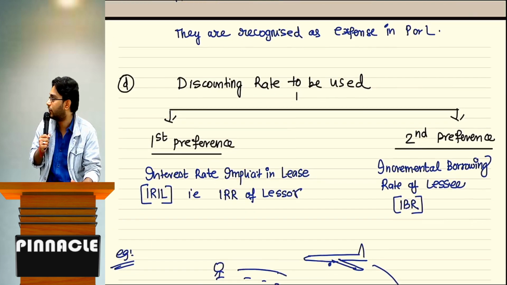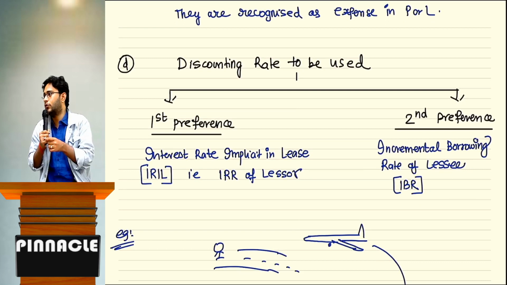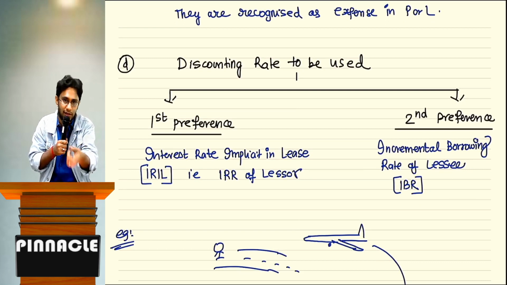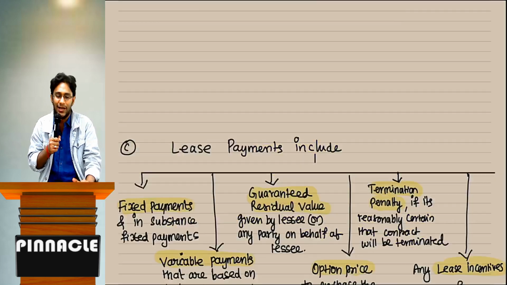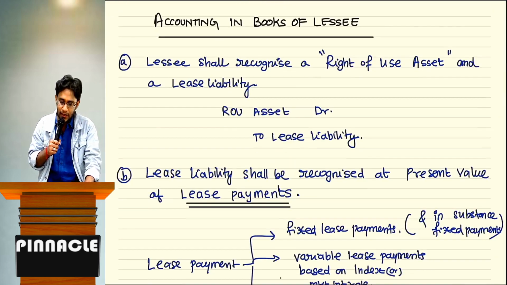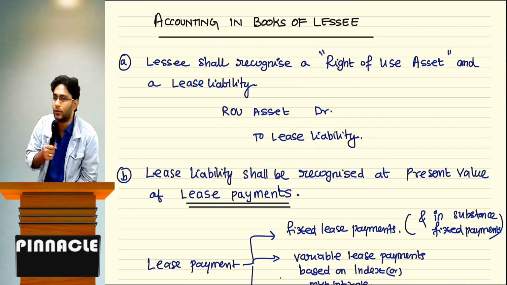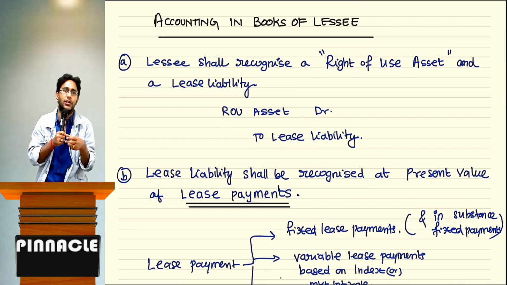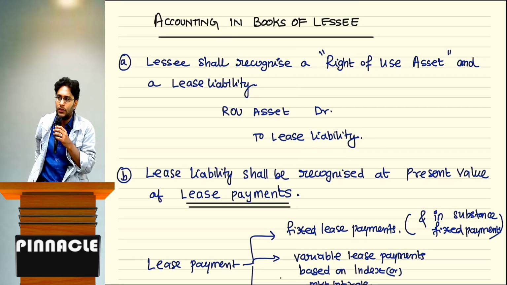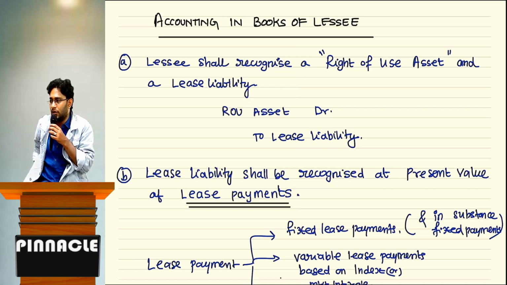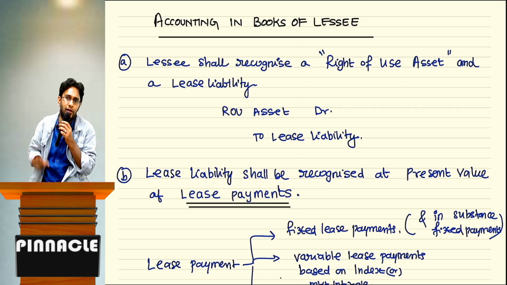Therefore, they gave you a second option. What is the second option? When you don't know the internal rate of return of the lessor, you take your borrowing rate and discount these lease payments, because ultimately the lease liability is a borrowing only, sir. The entry of right-of-use asset account debit to lease liability account might sound new to you, but think of it like this. When you buy an asset for cash, the entry is asset account debit to bank. Asset purchased on credit: asset account debit to vendor account.